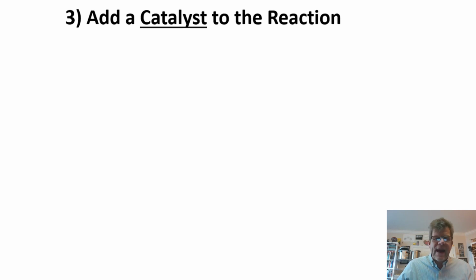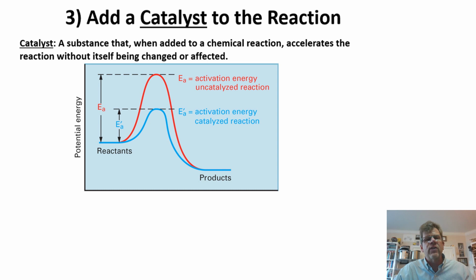Lastly, we can add a catalyst to a reaction. Now, a catalyst, by definition, is a substance that, when added to a chemical reaction, accelerates the reaction without being changed or affected itself. So if the catalyst remains unchanged, it remains in the reaction to continually mediate that reaction at a faster rate, which is why when we add a catalyst to a reaction, we only need to add a very, very small amount, because each catalyst molecule or particle can continually move reactants to products at a faster rate.